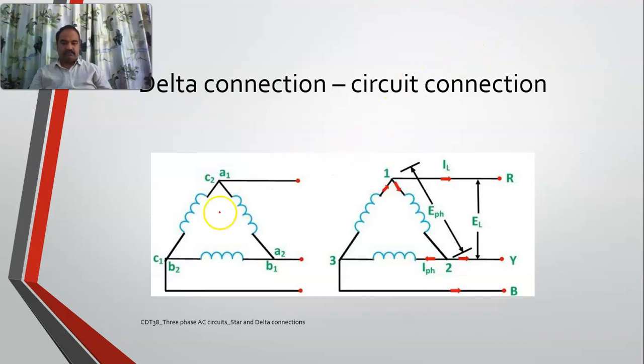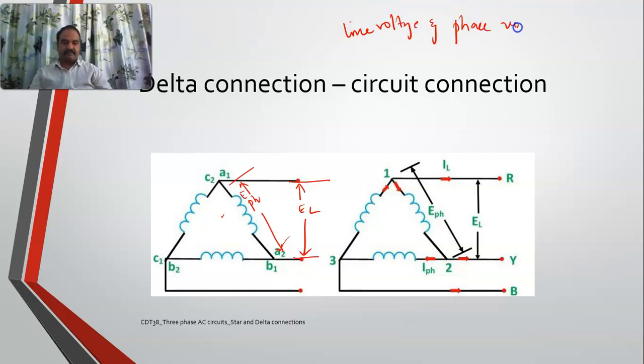So this is your representation, and the voltage across this individual phase, we call it phase voltage. And see, the same voltage is the voltage across these lines also. That's why in a delta connection, line voltage and phase voltage are the same, both in magnitude and also in phase angle.